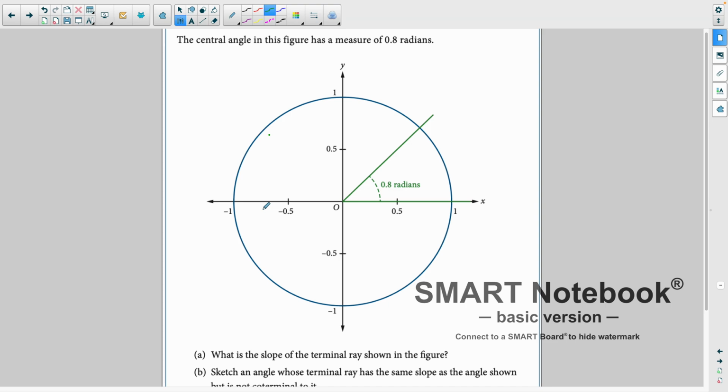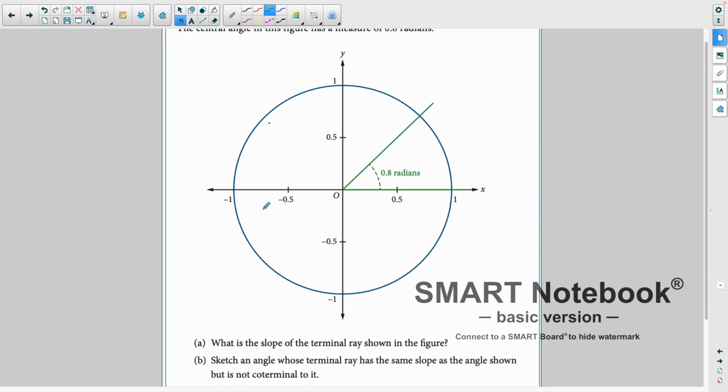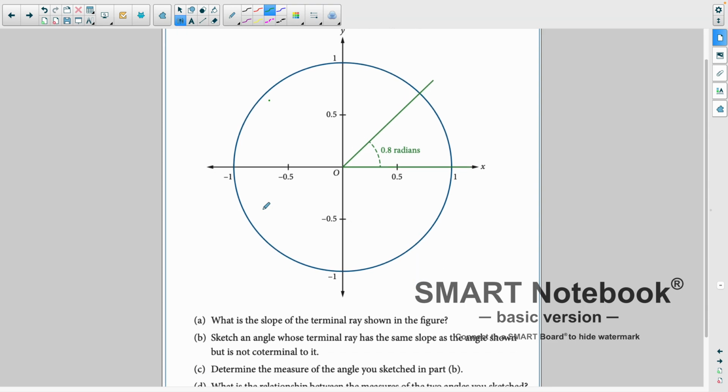All right. So, how do you find the slope of the terminal ray shown in the figure? How do you find that slope? Sine divided by cosine. Good. There's a shorter way though too. That would work. Tangent. All right. You knew either one of them.